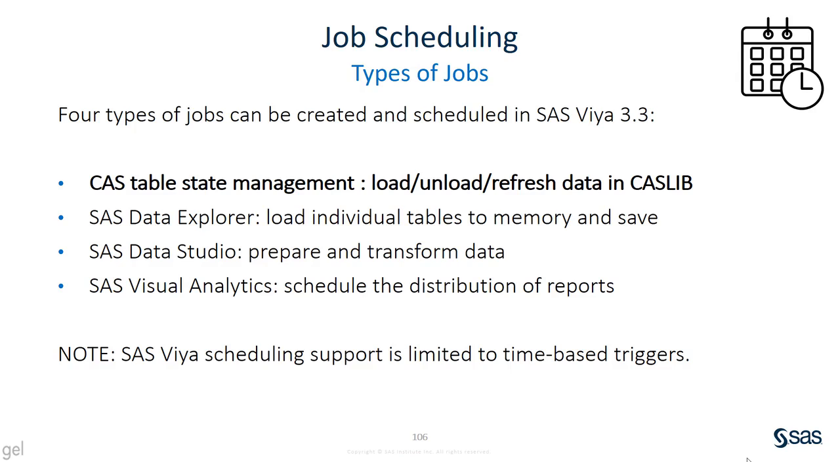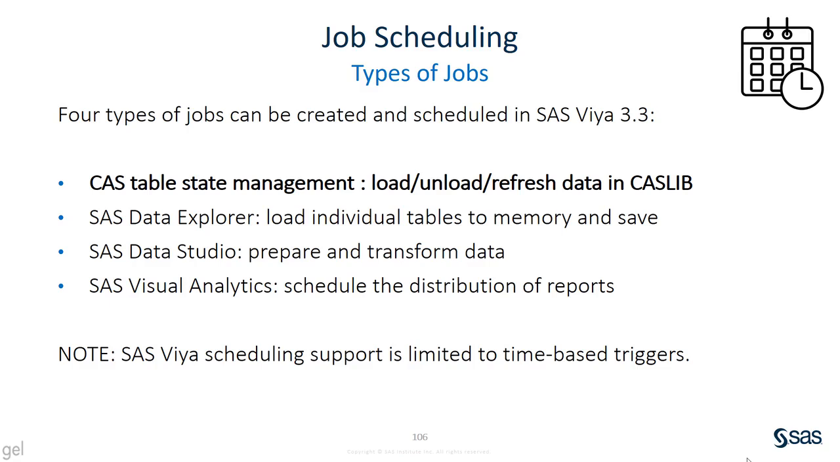Still got 3.3 on this slide, so we'll fix that. But four types of jobs could be created in 3.3. The one we're going to look at is CAS table state management jobs. They can be used to load, unload, and refresh data in a CASLIB. Data Explorer also has jobs that let you load individual tables into memory. SAS Data Studio has jobs that can prepare and transform data. And Visual Analytics has jobs that allow you to schedule the distribution of reports.